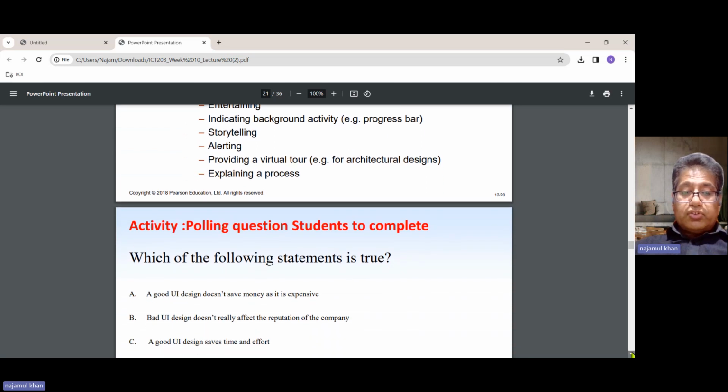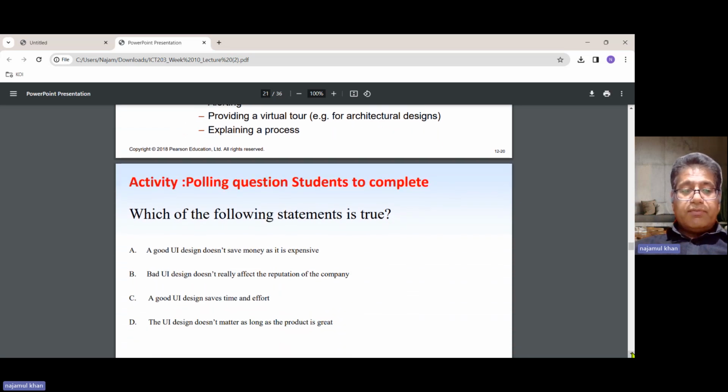Okay, now a polling question again. We will go through this one. All right, which of the following statements is true? A good user interface design doesn't save money and is expensive.